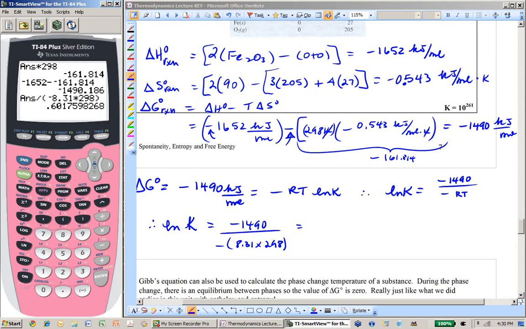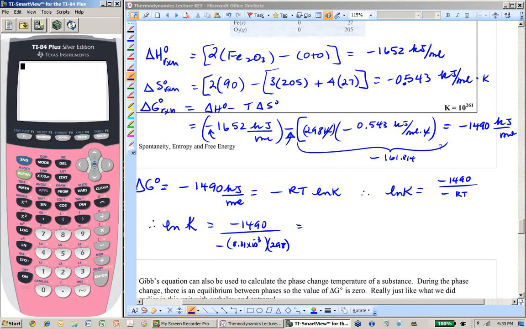0.6. That is not right. Something is wrong. I don't know what's wrong, but something is wrong. That's supposed to come out to 3.69 times 10 to the 6th. All right. That's in kilojoules. Oh, I know what's wrong. My 8.31 is in joules. So that comes out to be 8.31 times 10 to the minus 3 kilojoules times 298. Sorry about that. Goofed that one up.